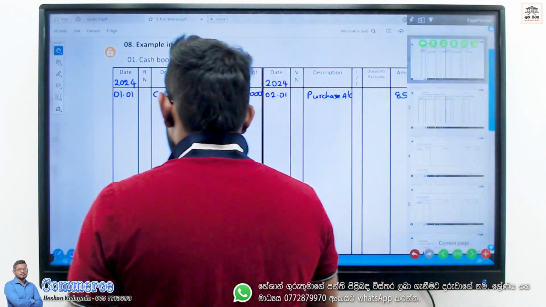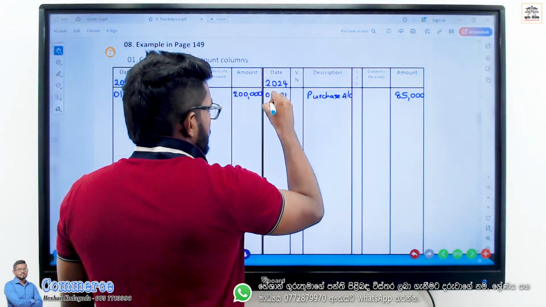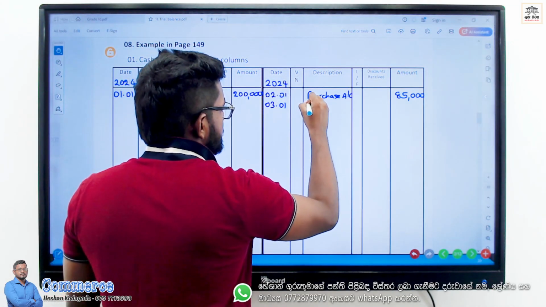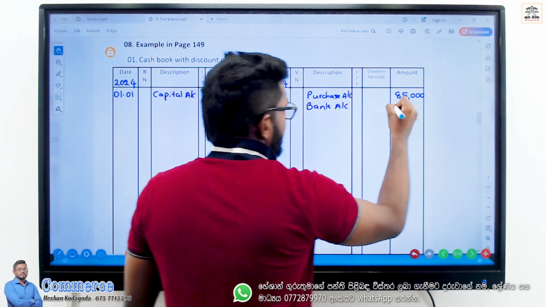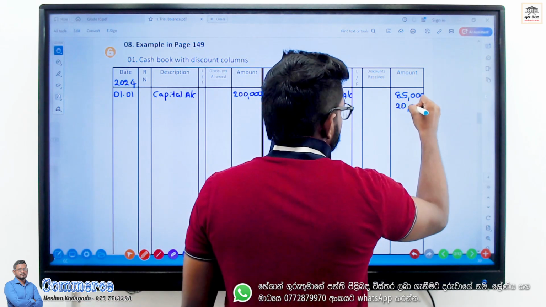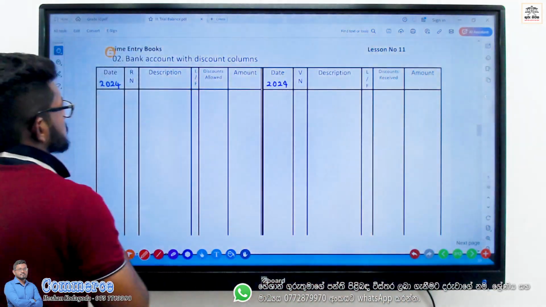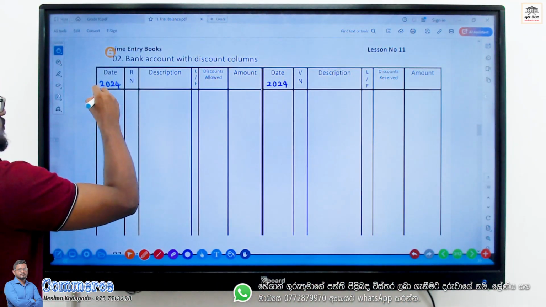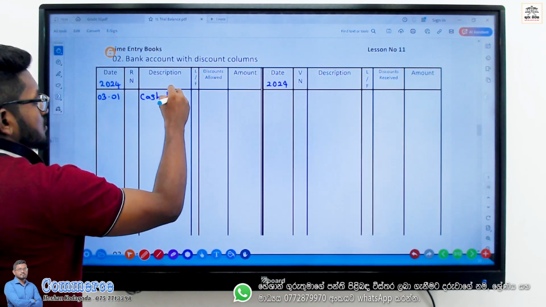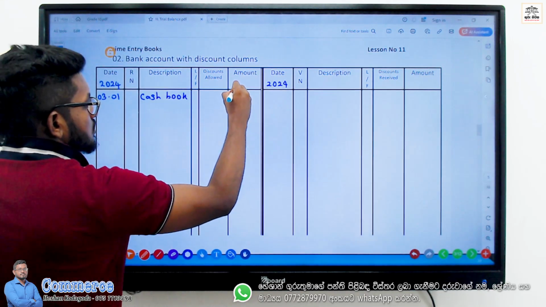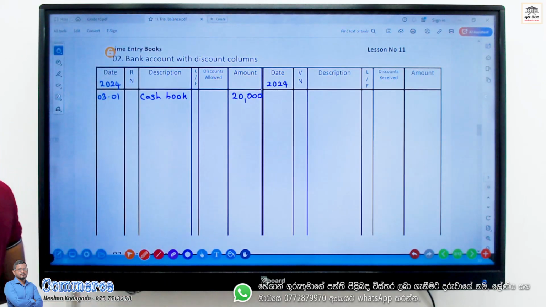Go to the cash book. 3rd of January, write it as bank account, 20,000. Go to the debit side of the bank account, 3rd of January, cash book, it's 20,000. Okay.